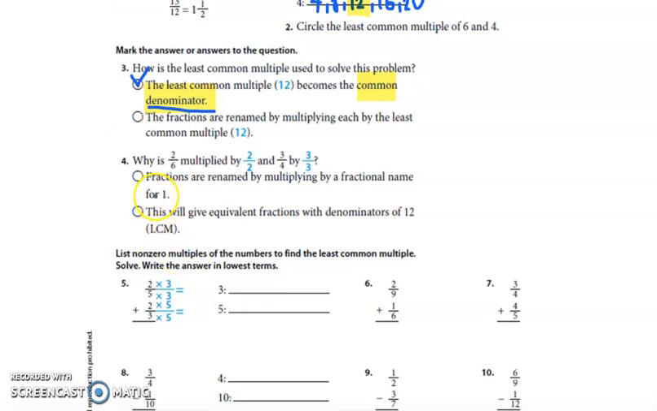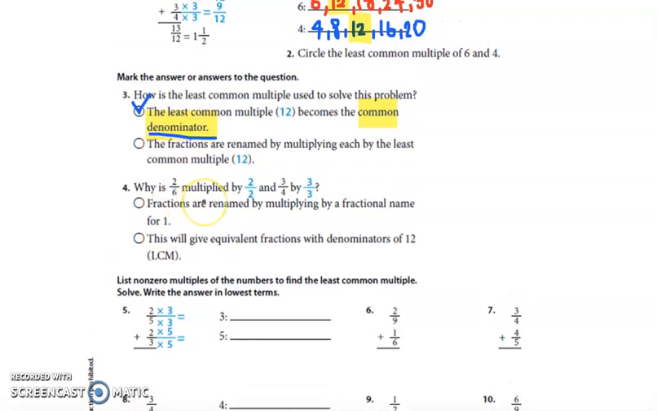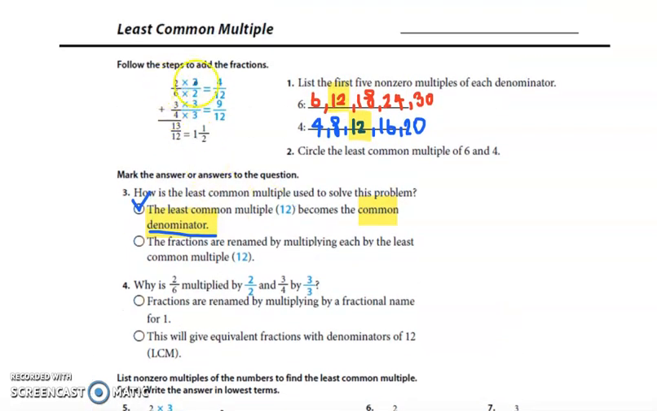Number 4, why is 2 over 6 multiplied by 2 over 2, and 3 over 4 is multiplied by 3 over 3? So let's look at this. Why are they multiplied with different numbers? It's because we're trying to make it the same denominator. So in order to make 4 into 12, we know that we need to multiply by 3. However, it's different for 6 because this is a greater number, so we don't need to multiply as much as 4.